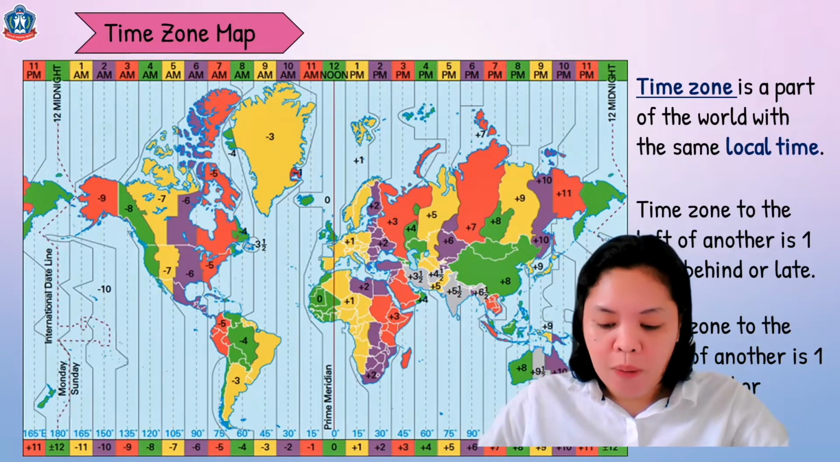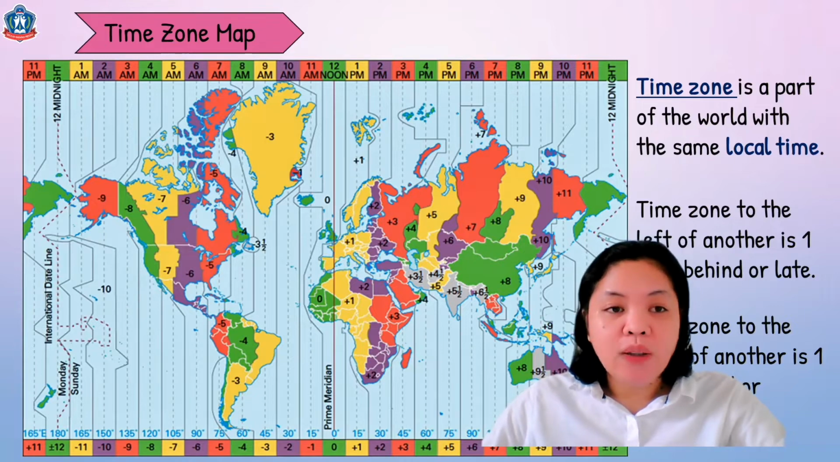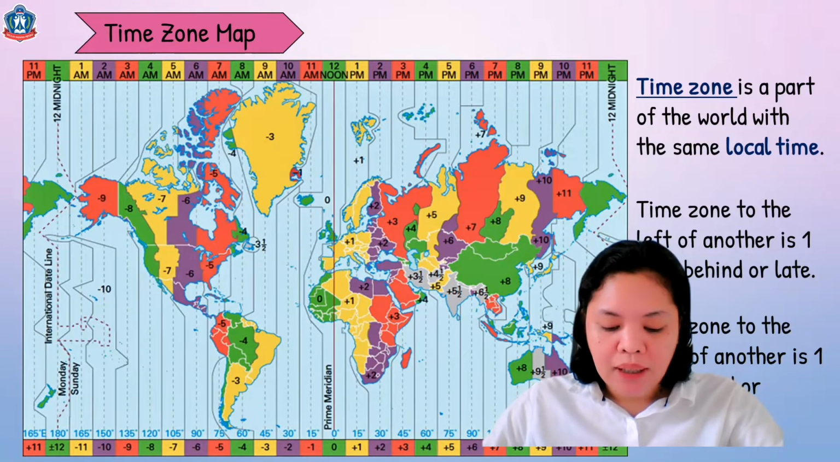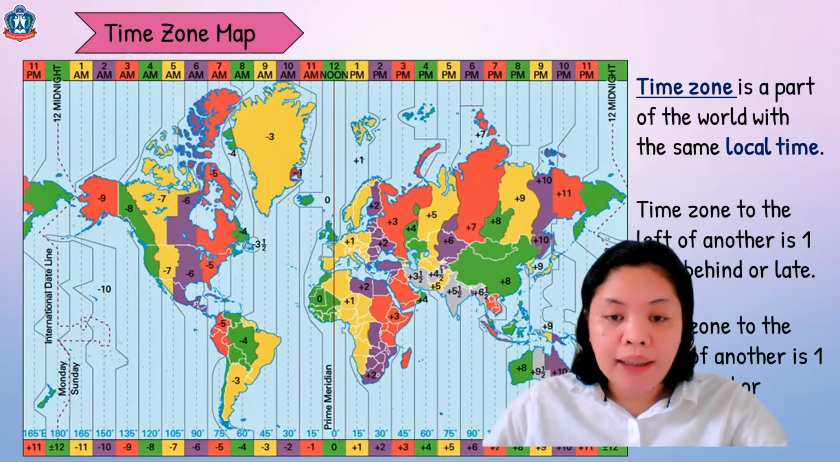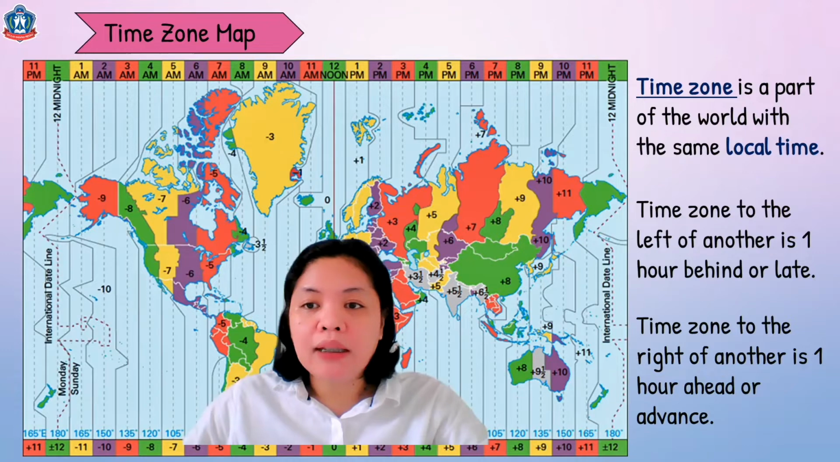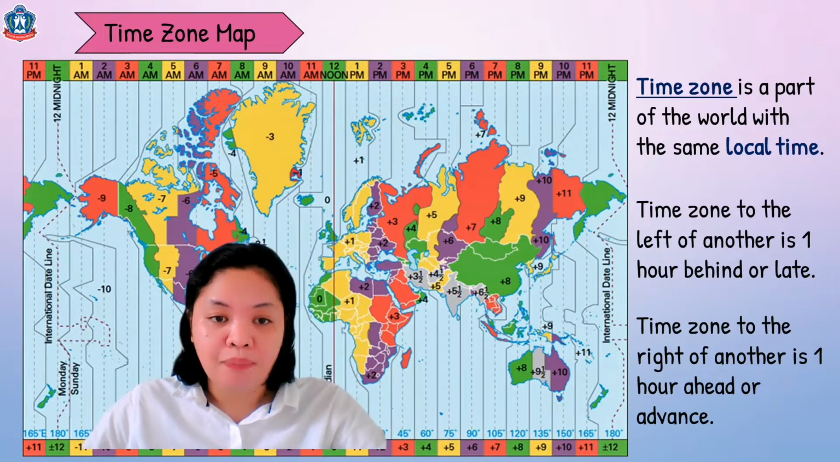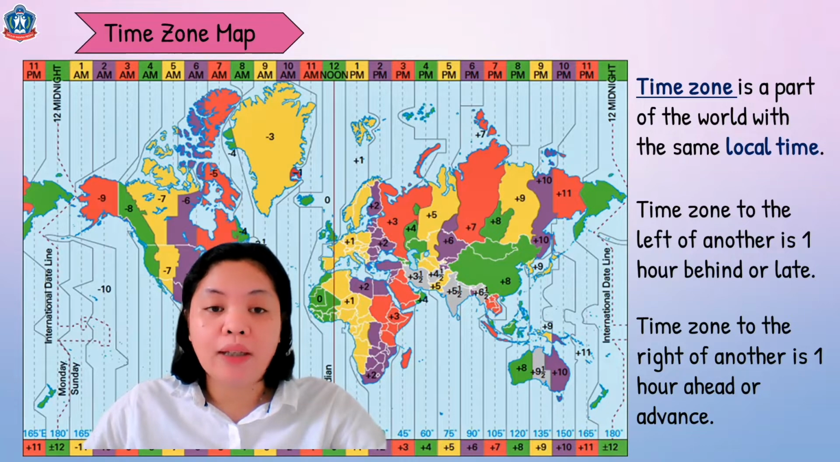Now, there are 24 time zones, as there are 24 hours in a day. As you can see here in our time zone map, they are separated by the lines as shown here. Then the color of each time zone indicates the different countries located in a particular time zone. So, children, the time zone to the left of another is 1 hour behind or late. Then the time zone to the right of another time zone is 1 hour ahead or advanced.